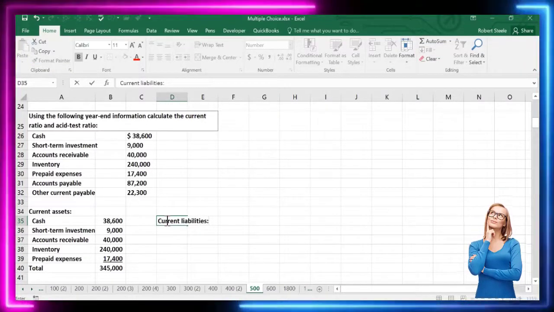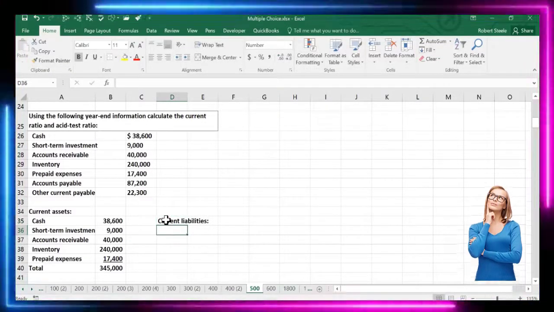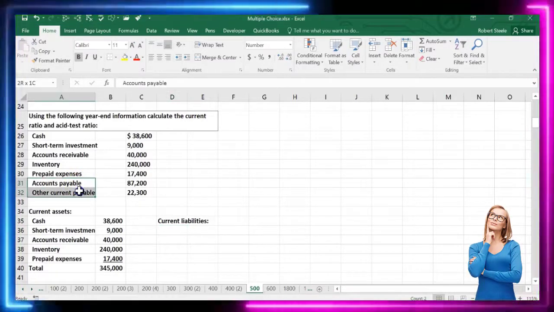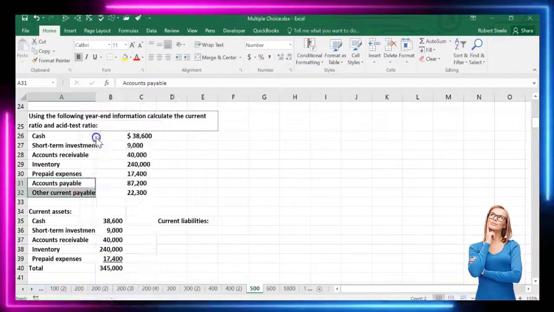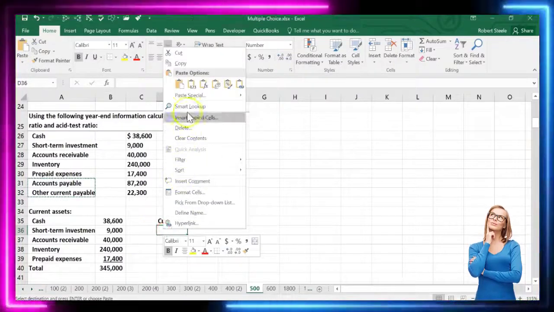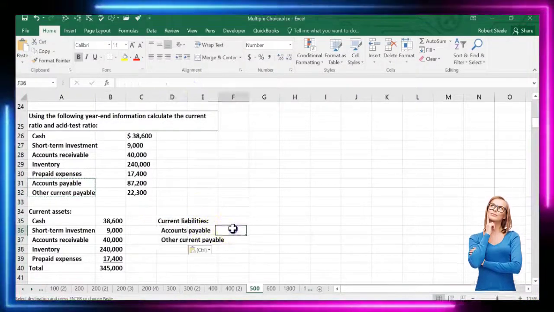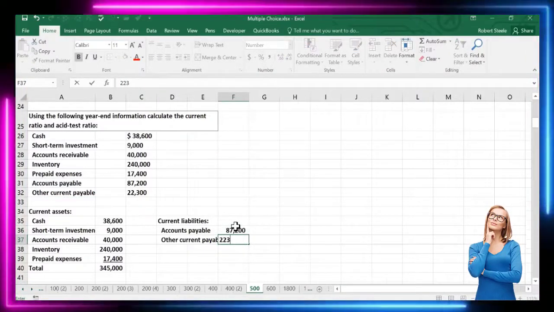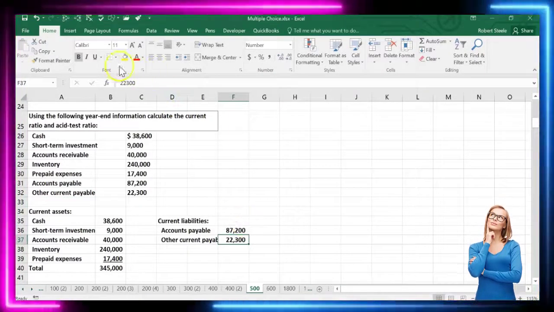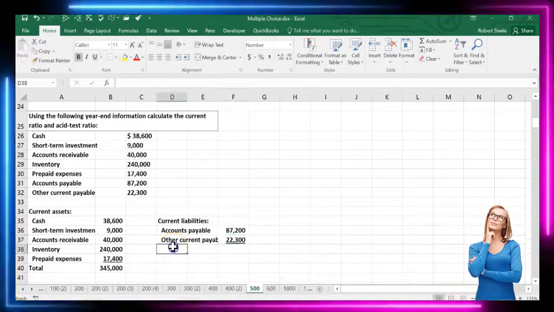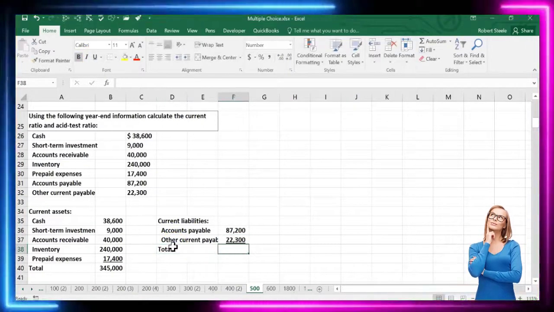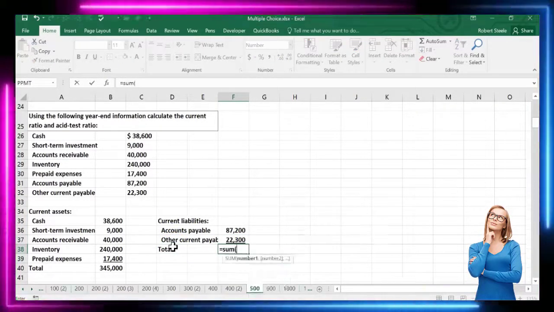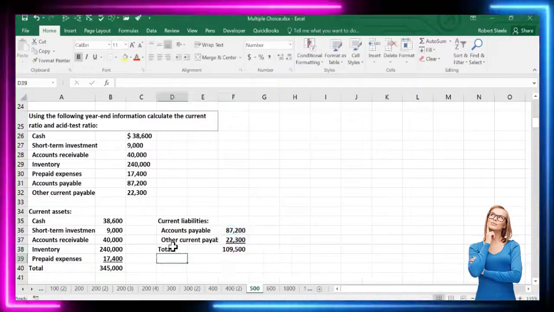So current liabilities then would be just the payable and the other current liabilities. So those are the current liabilities. Long-term liabilities would be like long-term notes and stuff like that. So they didn't give us any of those, so we're just gonna say, all right, so we got the 22,3, and if we sum that up, underline total, the total current liabilities then would be the sum of those.